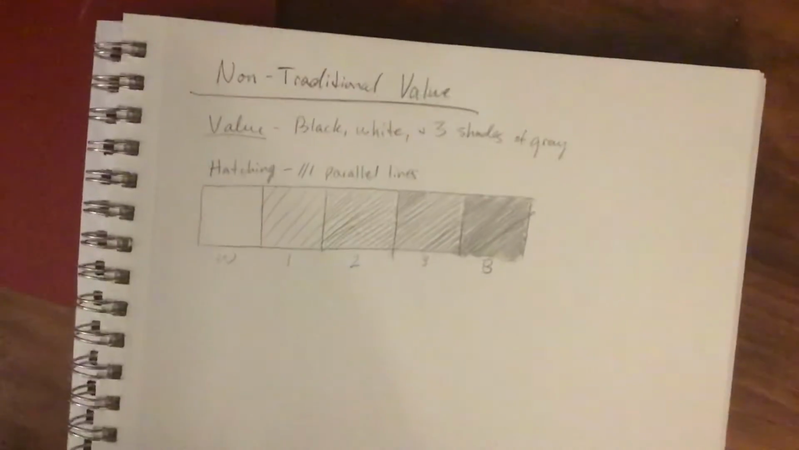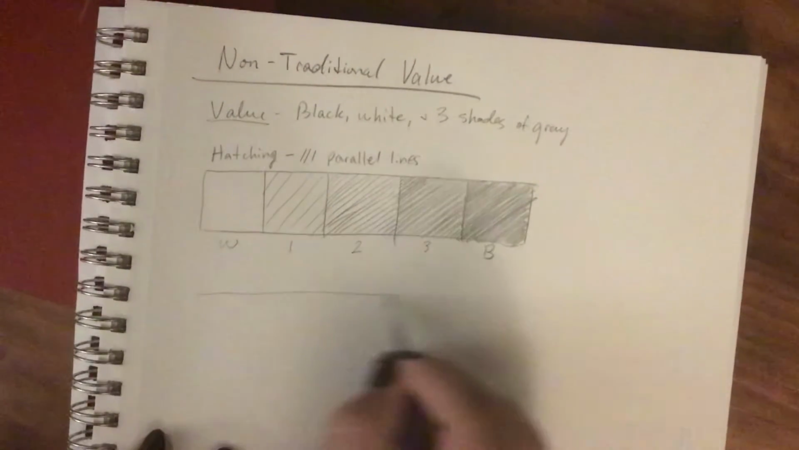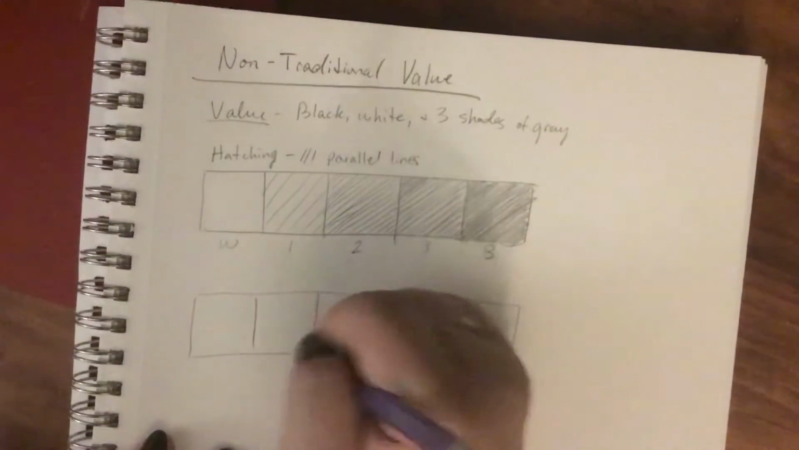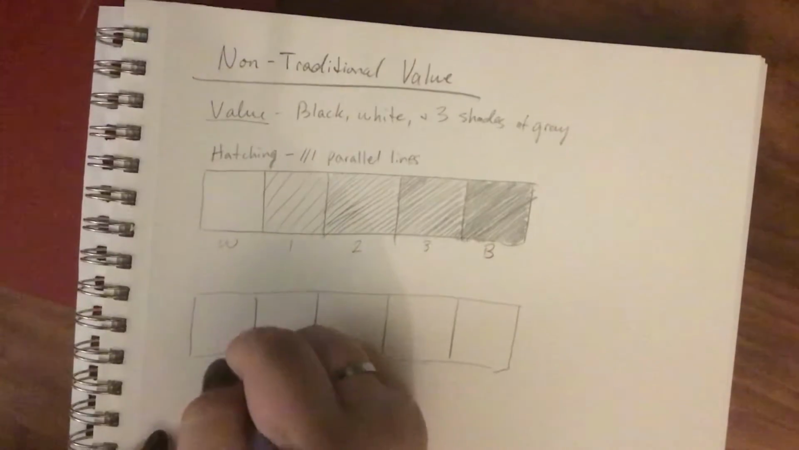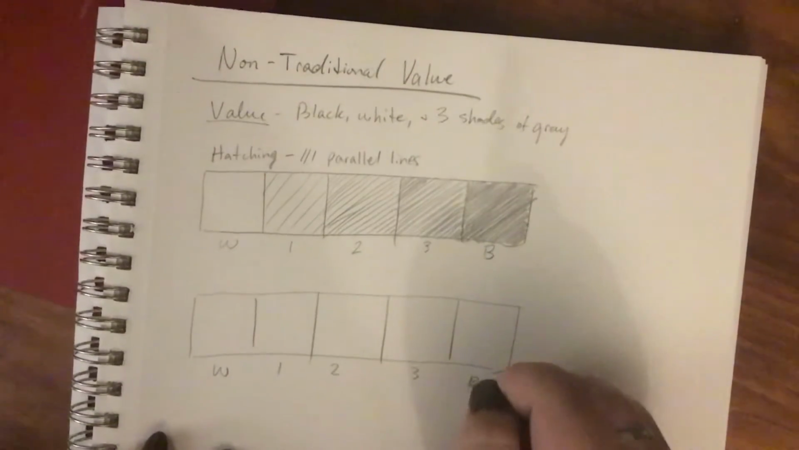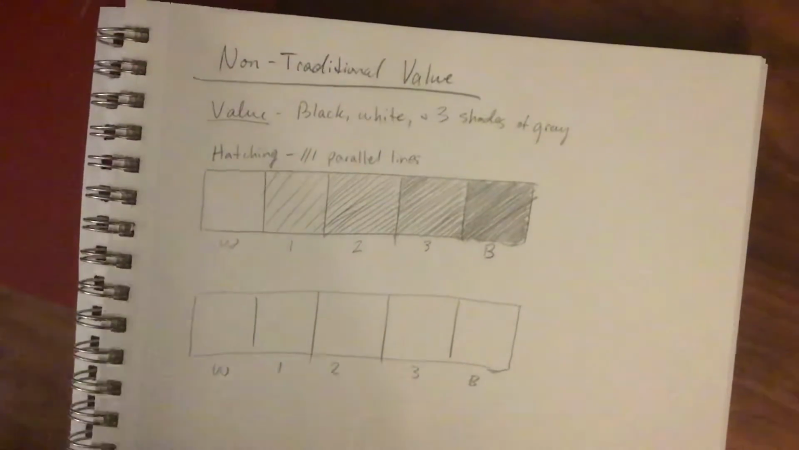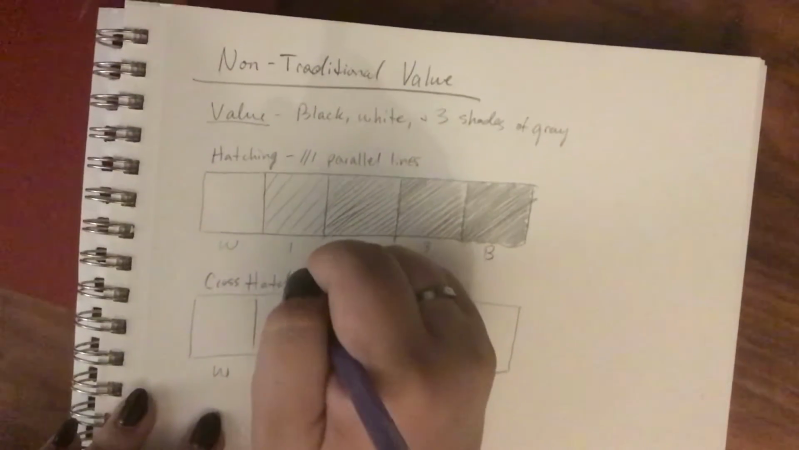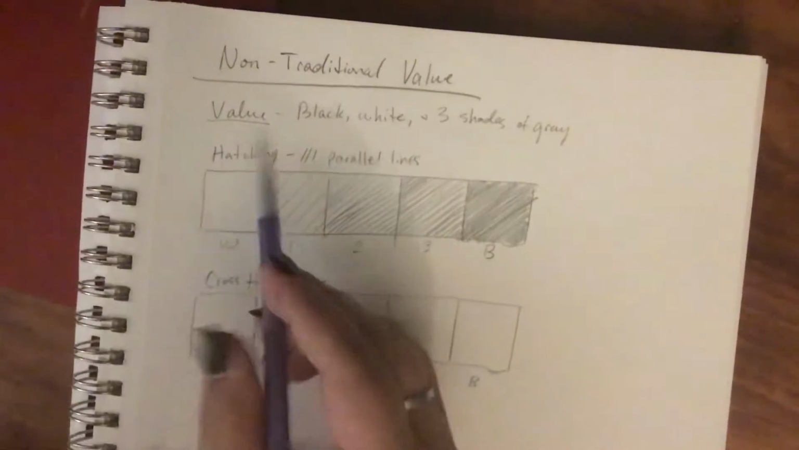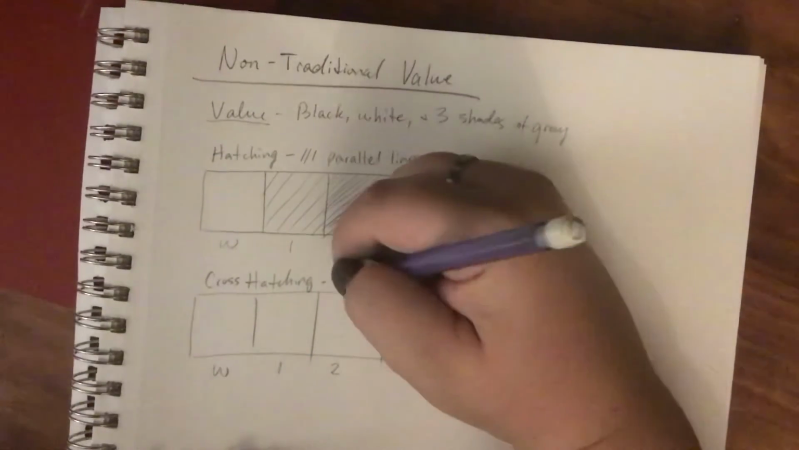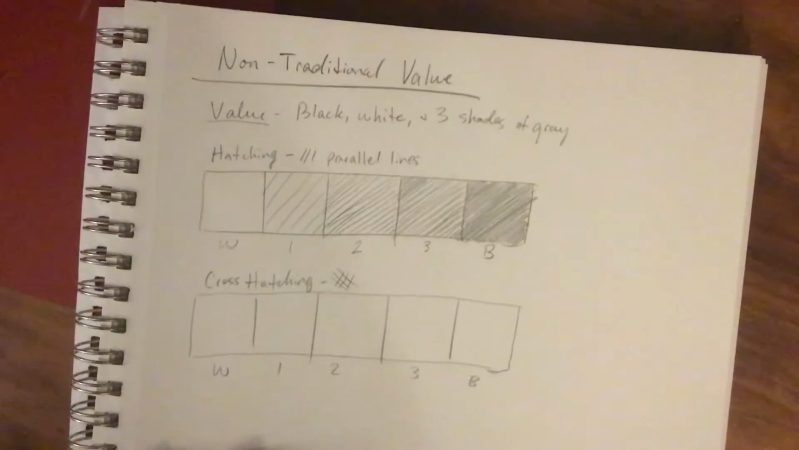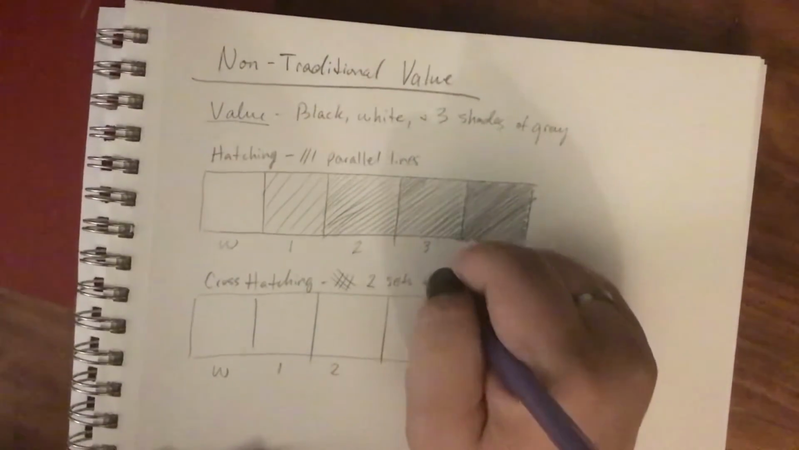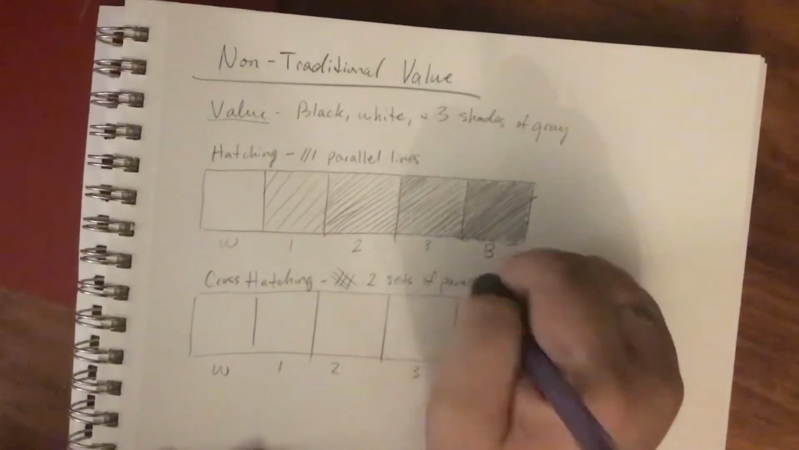And that's hatching. Now underneath here I want you to draw a second long skinny rectangle and divide it up into your 5 boxes. Do your W, 1, 2, 3, B. This time we're going to use cross hatching. And cross hatching is very similar to hatching, except this time you use 2 sets of lines. So you make kind of like a tic-tac-toe pattern. So we're going to say 2 sets of parallel lines.